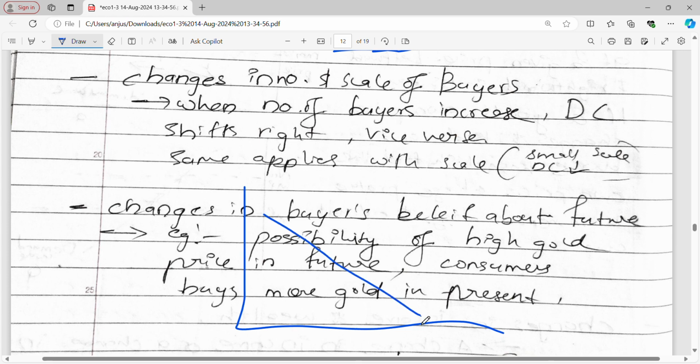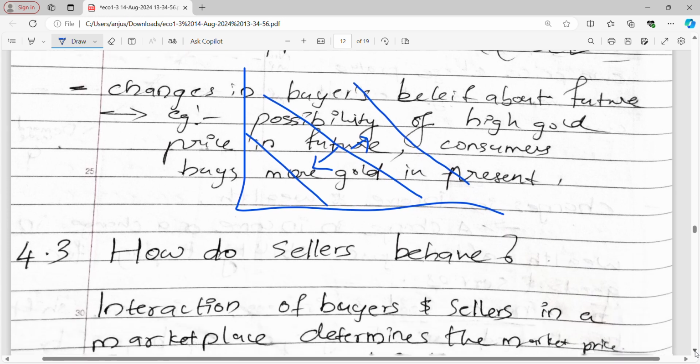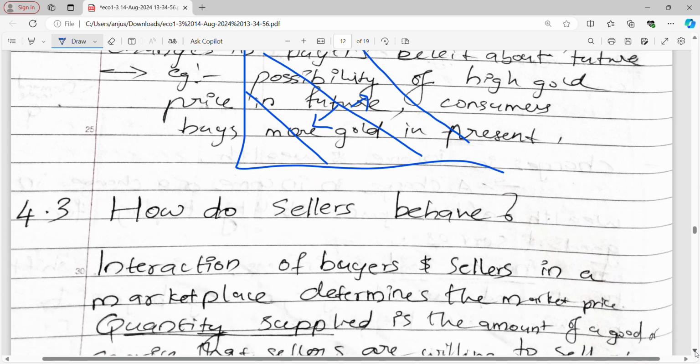This is a demand curve for gold. If there is a belief that in future the price of gold will skyrocket, in present people will buy more gold, that is the demand for gold will increase. And if there is a belief that in future the price of gold will decrease, because lab grown diamonds will be more in function, then people won't buy gold now. Demand for gold will decrease. Okay, so that's all with this part of how buyers behave.